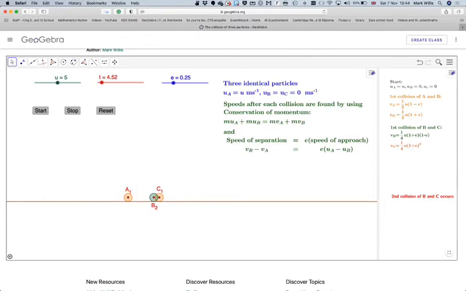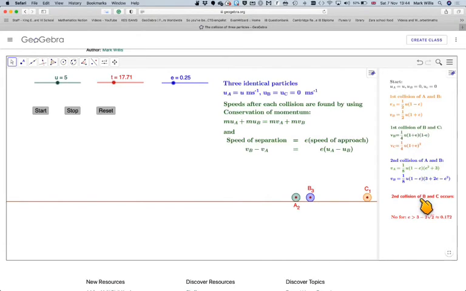C will move on, and then what happens is that A will catch B, and will B actually hit C again? Okay, but for 0.25 that will not happen. So if we stop and reset it, you can see all the calculations here.